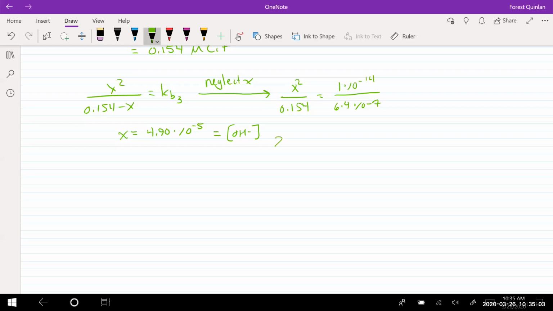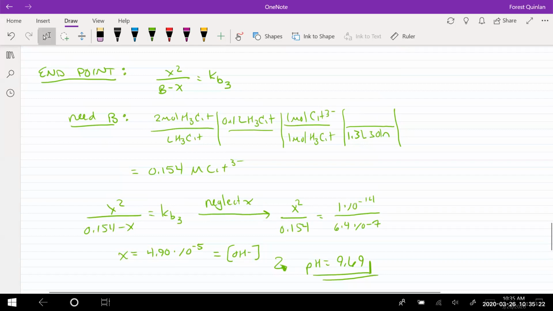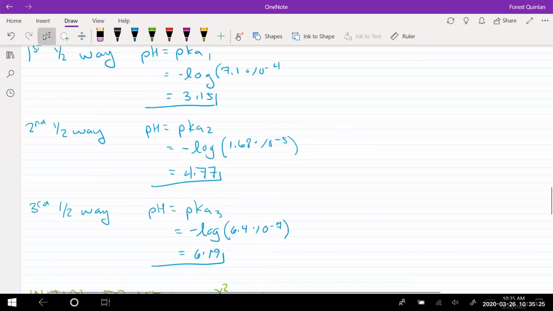We don't have to actually do all that calculation to get our H plus. Let's go straight to the pH. pH is equal to 9.69. Does anyone need to show how that is? Chef, you okay? Yeah, I'm good. Okay. So I'm going to go ahead and put that up there.